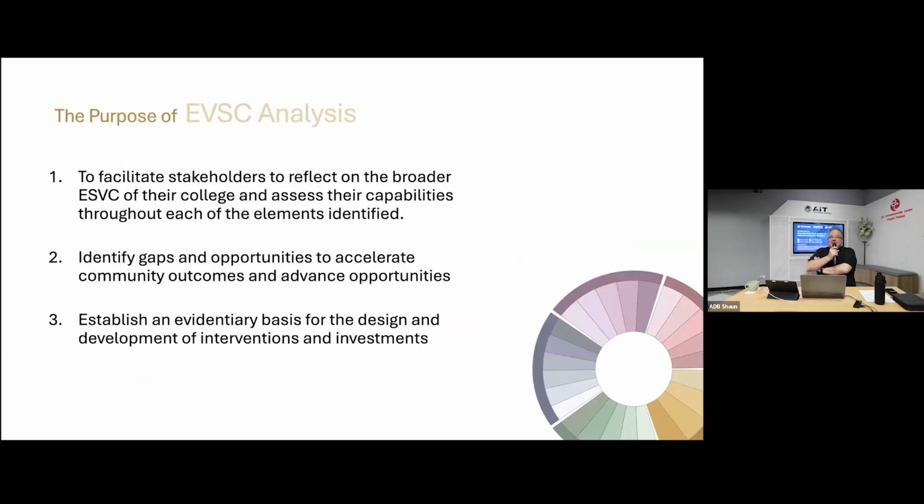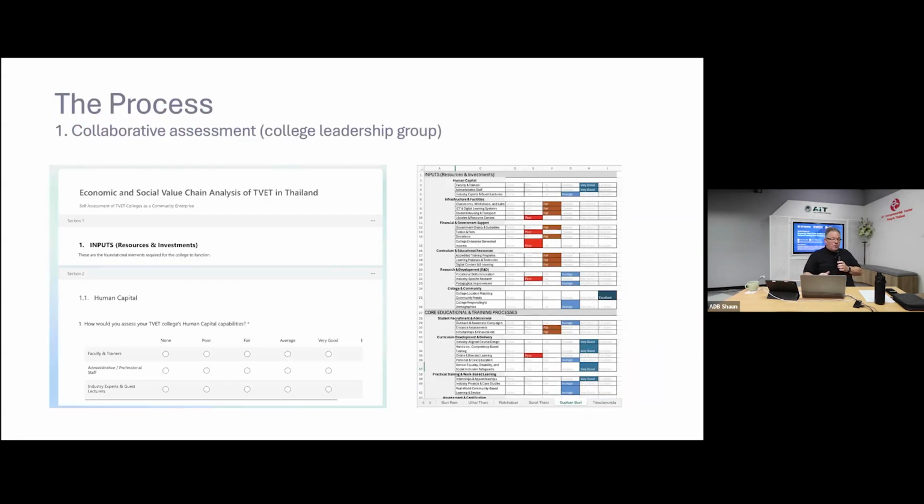So we ask the colleges themselves to play a role in reflecting on their colleges and the broader EVC of their college, and assess their capabilities throughout each of those entities. It also helps them to be a part of identifying the gaps and the opportunities, the ways that we can accelerate community outcomes and advance some of those opportunities. And then we have some tools that we use to be able to map them out.